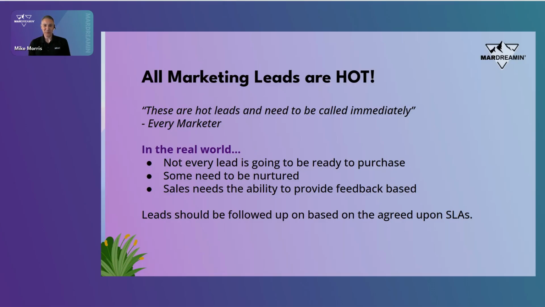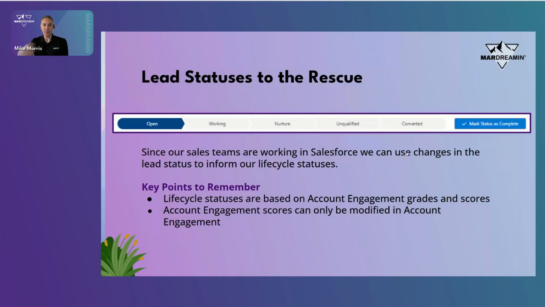In the real world, we know not every lead's going to purchase. We know that some are going to need to be nurtured, and we know that sales has the ability to provide feedback to us. So we're going to allow this by using lifecycle statuses or lead statuses. Inside Salesforce, in most page layouts, you're going to have the paths across the top of the screen where the sales teams are working, and they can move that lead from open to nurture to unqualified.